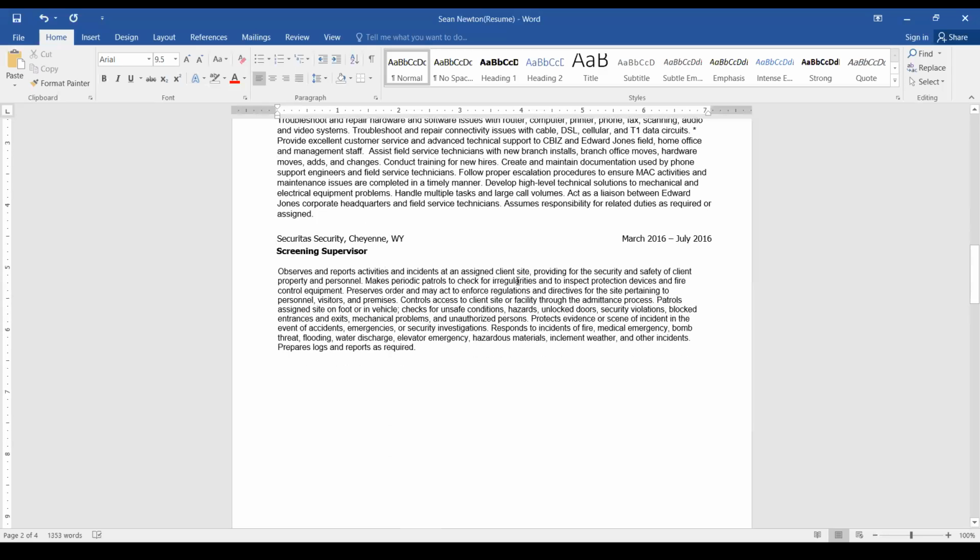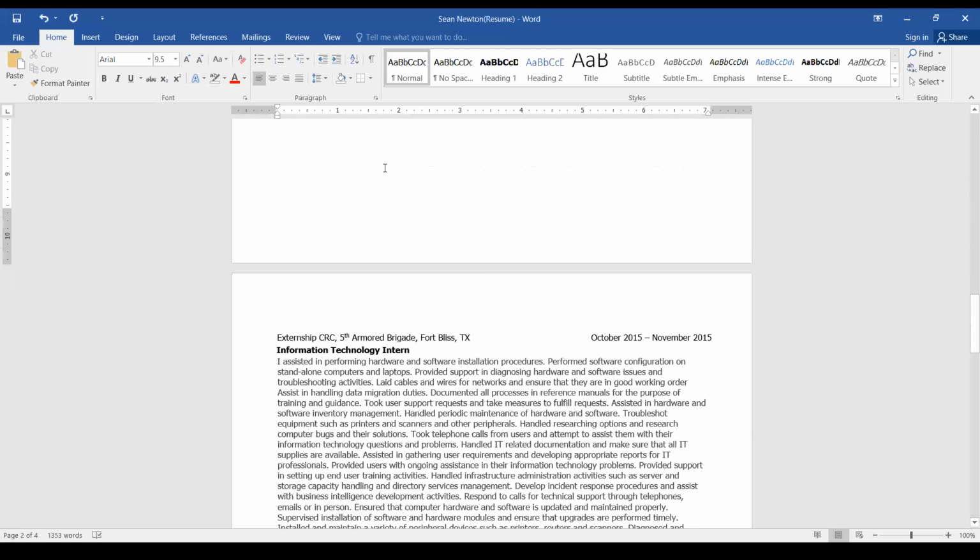Going down here to the security, this looks to be like security guard kinds of things. Again, I would not make this as much. And again, we've got Arial 10, Arial 9.5. So I would take out, again, most of this. Screening supervisor, just observing and reporting activities and incidents at an assigned client site. Okay, that would be quite sufficient.